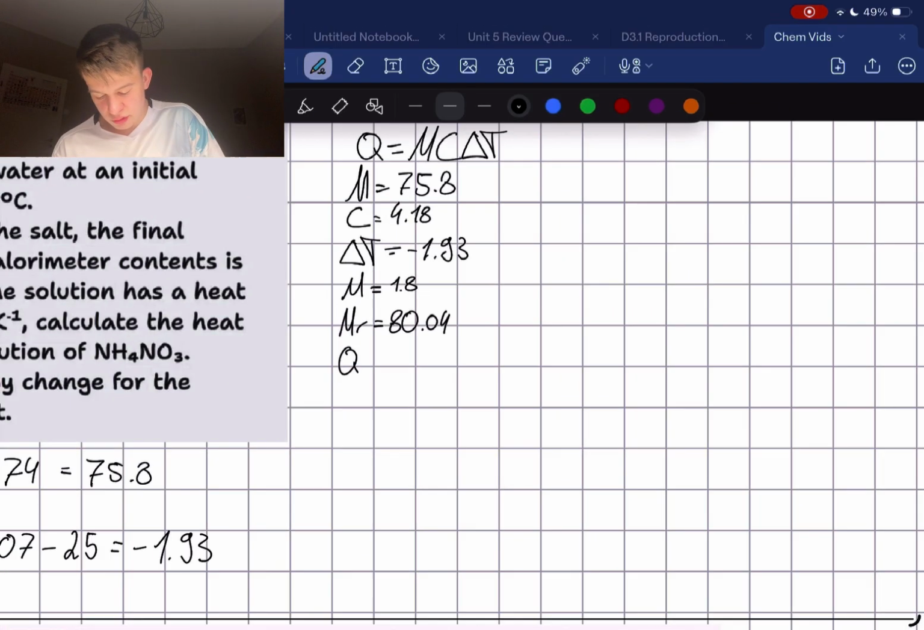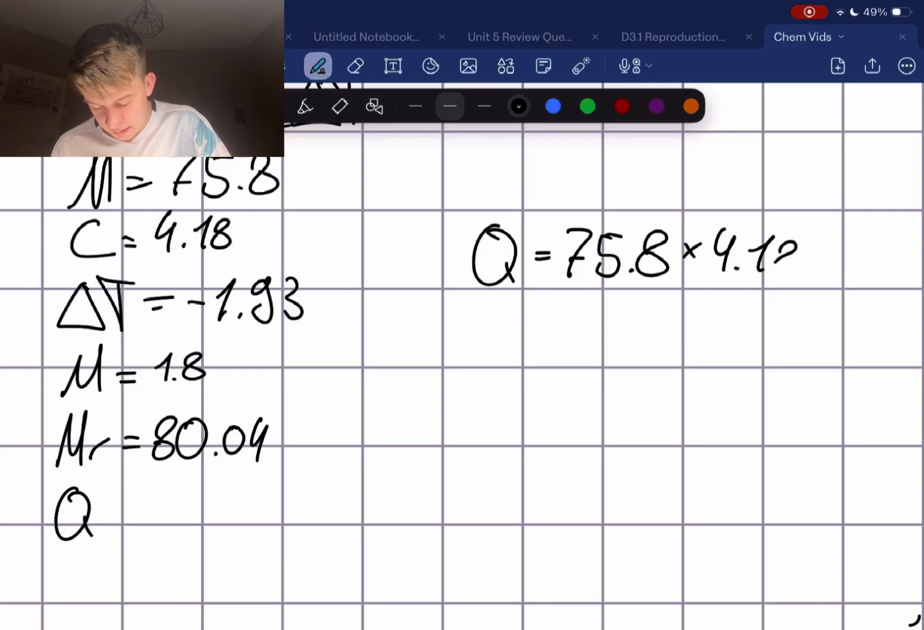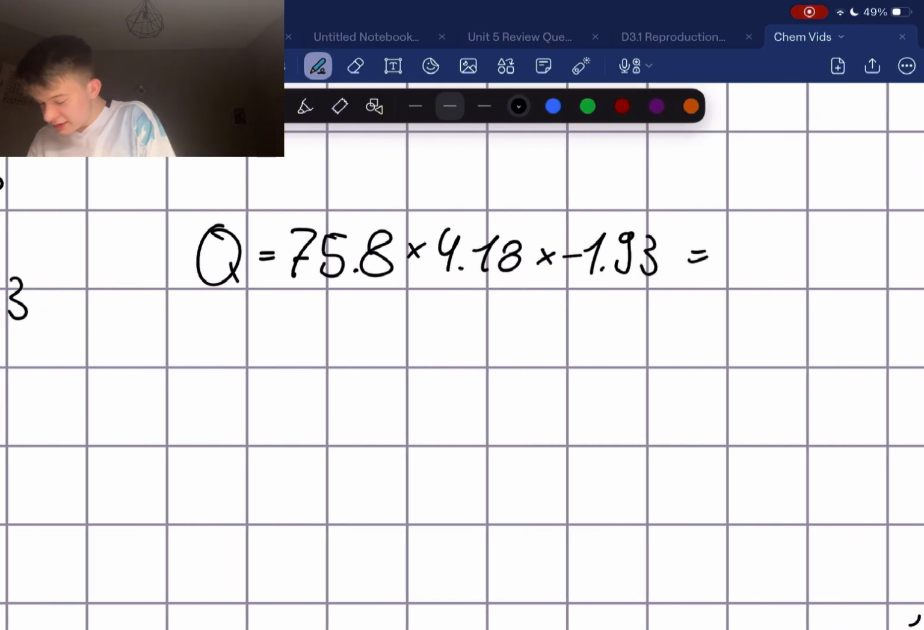So let's do it. So we do Q equals 75.8 times 4.18 times negative 1.93. And that would give us 75.8 times 4.18 times negative 1.93.